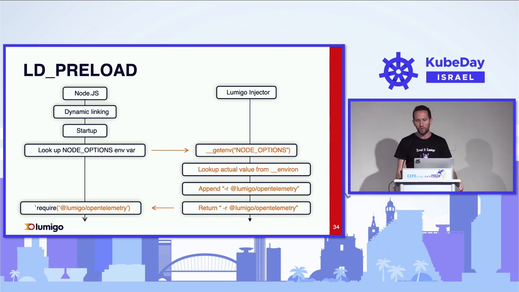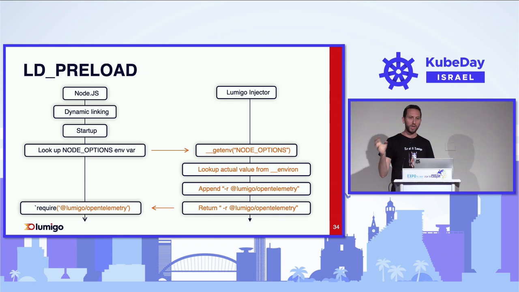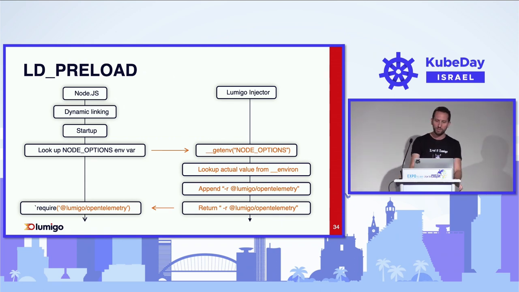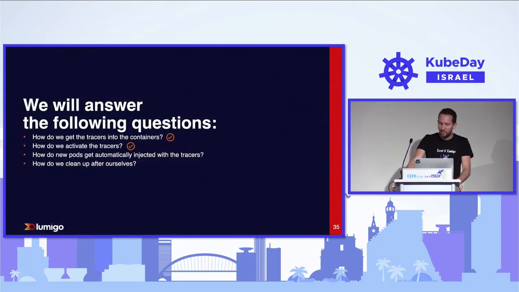And the end result is that it's effectively like the user had written require lumigo/opentelemetry in their code. Now, keep in mind, if the Lumigo injector gets a call to getenv with any other env var that we don't care about, it just gets the actual value and passes it along, right? So it doesn't do anything to it. But if and when it gets NODE_OPTIONS, PYTHONPATH, et cetera, something we care about and need to alter in order to load our tracers, then we append the value and return it to the process. OK, so this is how we activate the tracers.